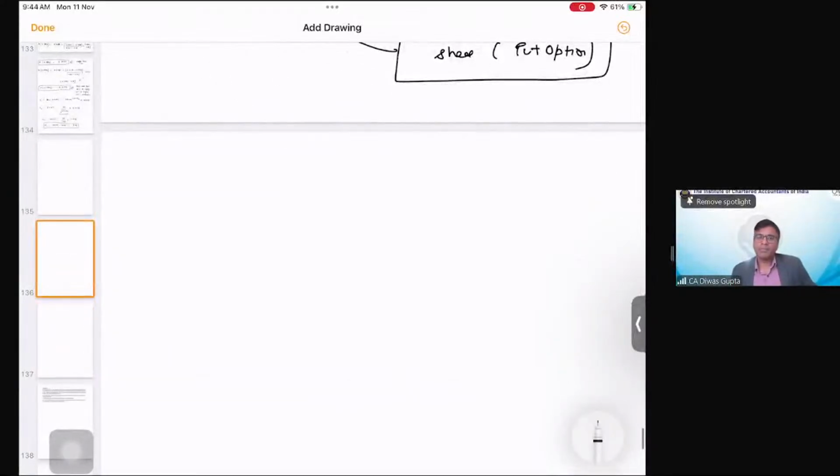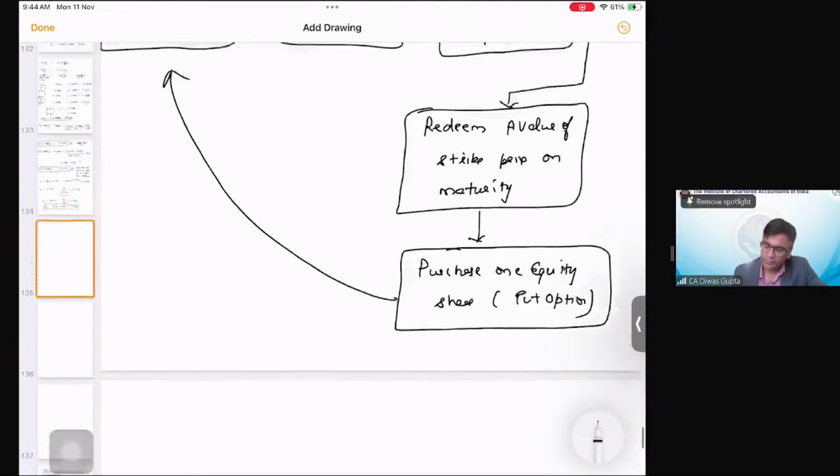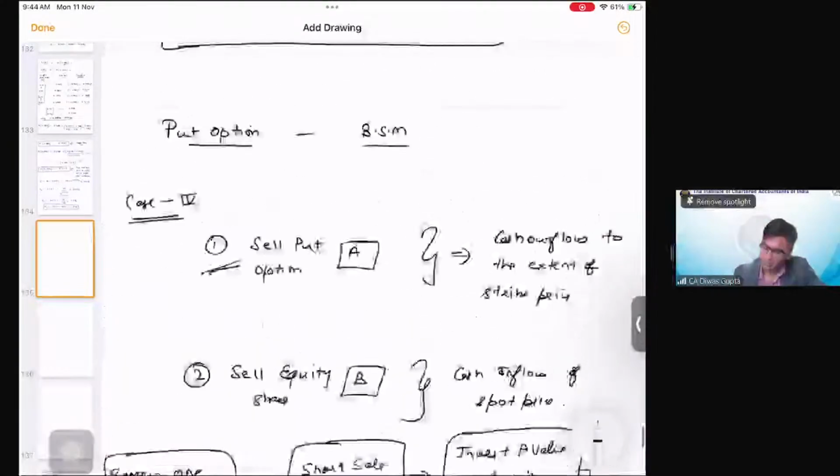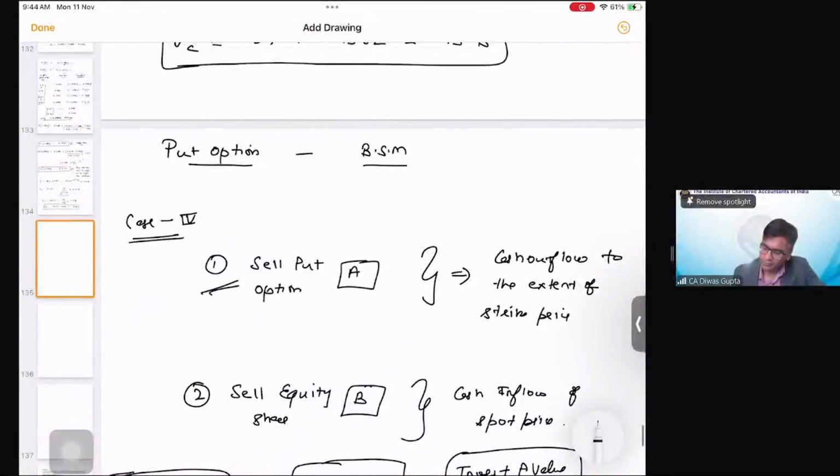Sir, actually, in every question, whenever selling a call option comes, it is clear in my mind, but whenever selling a put option comes, in every question I clear it, and in a new question I get confused. As in this question, selling put option gives cash outflow to the extent of strike price. How does it give outflow? That's why I'm getting confused.